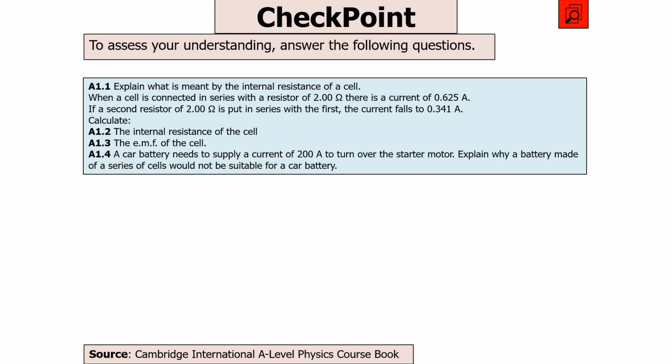The next question says, explain what is meant by the internal resistance of a cell. When a cell is connected in series with a resistor of 2.00 ohms, there is a current of 0.625 amps. If a second resistor of 2.00 ohms is put in series with the first, the current falls to 0.341 amps. Calculate firstly the internal resistance of the cell, then the EMF of the cell, and then a car battery needs to supply a current of 200 amps to turn over the starter motor. Explain why a battery made of a series of cells would not be suitable for a car battery. So pause the video now, then unpause the video when you want to go through your answers.